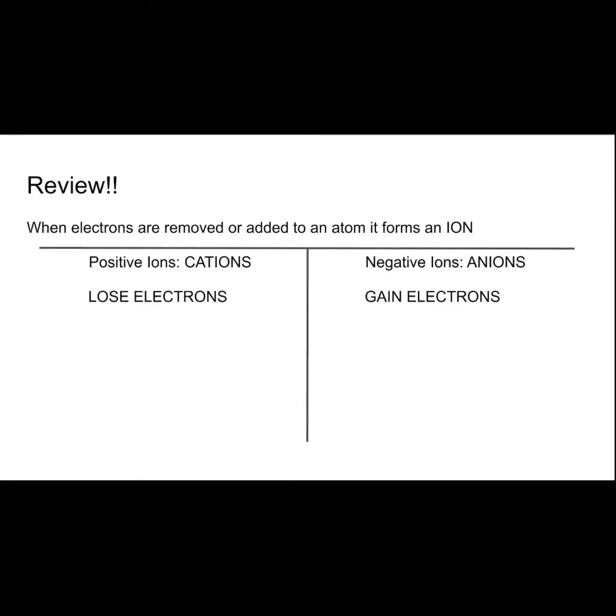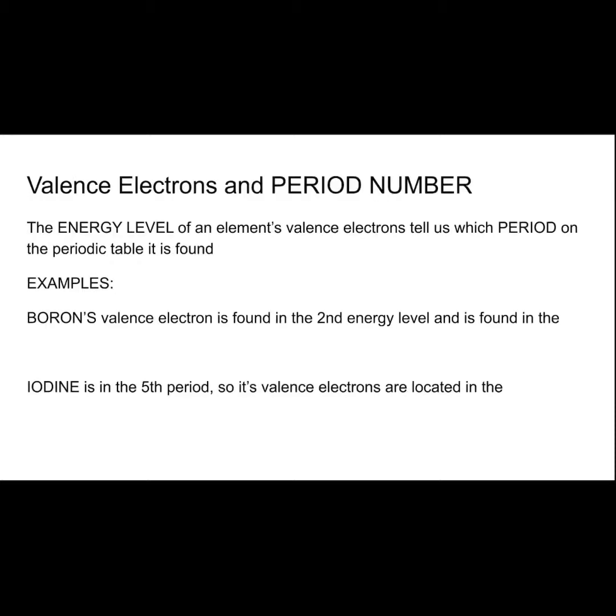Just some more review from last class. Remember that if you're adding or removing electrons, that's going to change the charge of an atom, so it's going to give you an ion. For positive ions, those are called cations. That means they lose electrons. Negative ions are anions. That means they gain electrons.